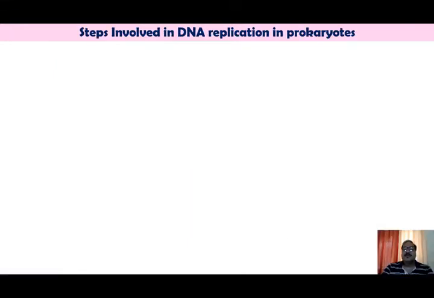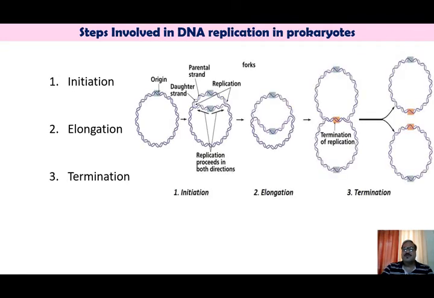Now let us see the steps involved in DNA replication in prokaryotes. These three main steps are common in both prokaryotes and eukaryotes. The first step is initiation, the second is elongation, and the third is termination. In the initiation process, the origin point is recognized, the helicase enzyme unwinds the DNA helix, and the primers are formed. That initiates the replication process.